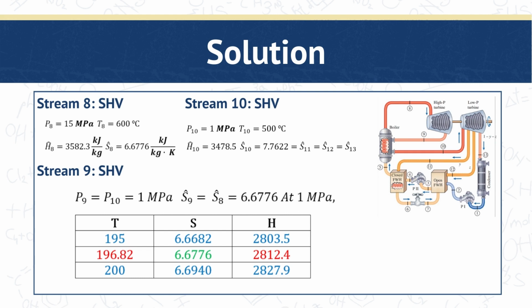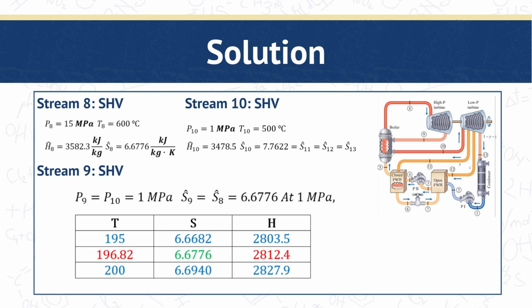So I will not give these units anymore, but keep in mind that the units in these solutions are all dimensionally consistent. So we can get the properties of stream 8 and stream 10 from the table. Note that for stream 10, the entropy is equal to S11, S12, and S13 as we have mentioned before because of the isentropic property of the turbine.